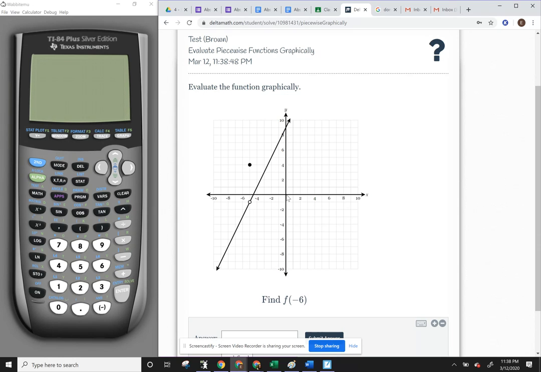All right, once again, we're going to look for -6 now on the x-axis. And this time we have to go down. When we go down, this is where we hit the graph, and we go to the right. That's at a y value of -3.